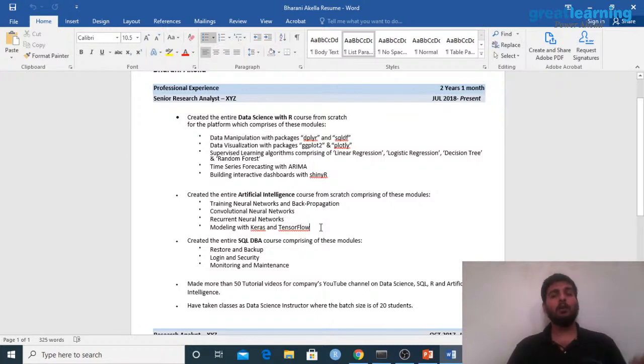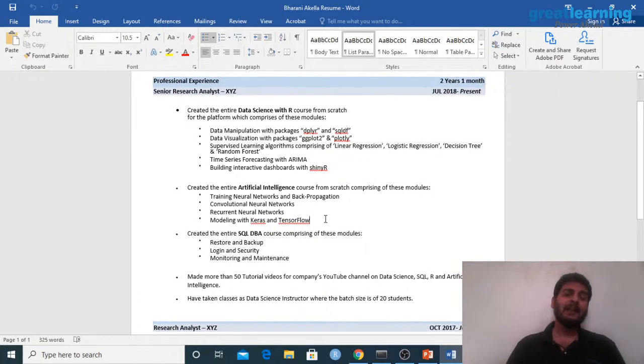Similarly, again, I have worked with these two deep learning frameworks, and that is why I have listed these. And apart from this, I have also listed down SQL DBA over here, because this was also a project which I had taken up. And over here, I had knowledge about monitoring the database, maintaining the database, also monitoring which users I should give the login access to, which users I should restrict the login access to. So all of these things I had worked on, and that is why I've listed these.